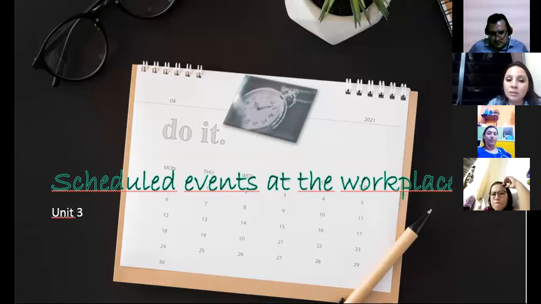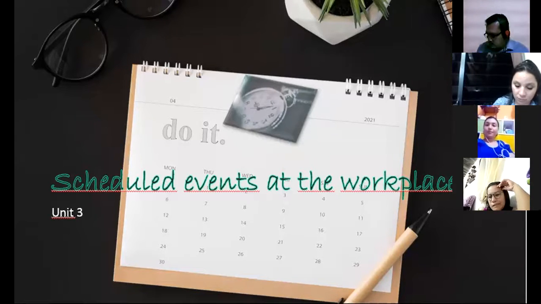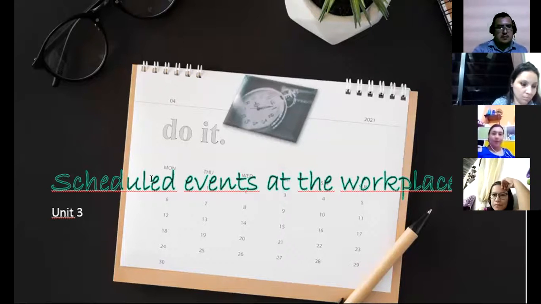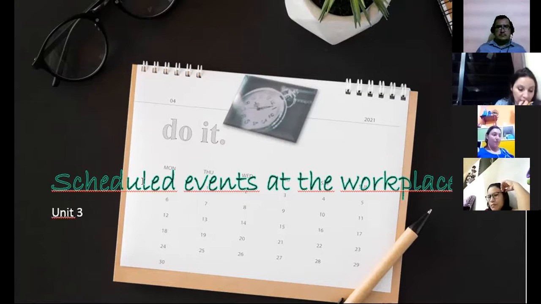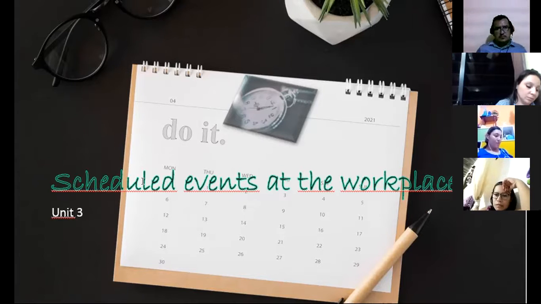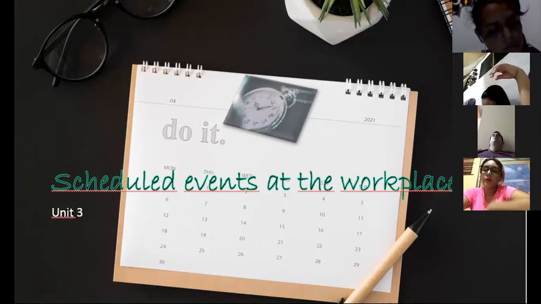Okay. Do you remember what is a schedule? Calendario. Schedule. Programación. Yes, that's the best translation. Like a program of activities and times, and also with the responsibles to do that activity, right? So those are like a timetable where you write the activity, the time that you have to do that activity, and also the responsible for doing that activity. Okay, then that's a schedule. So we are going to talk about scheduled events at the workplace.